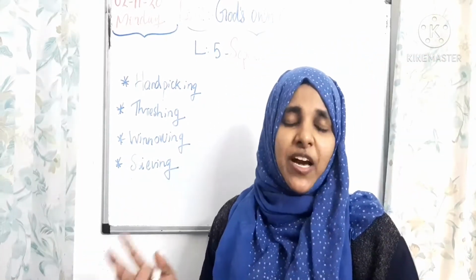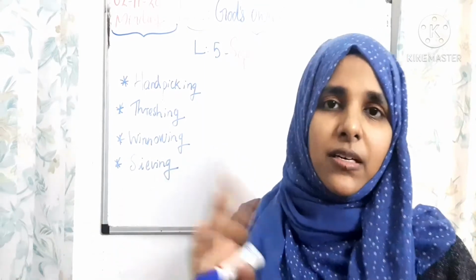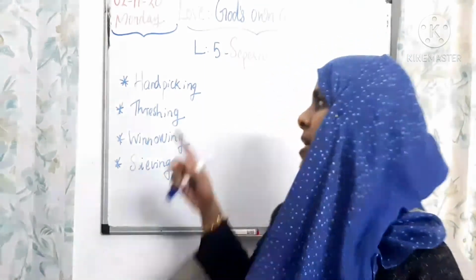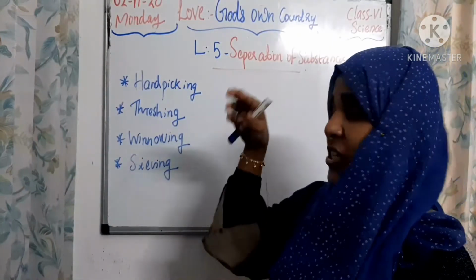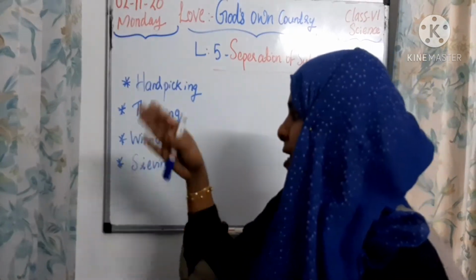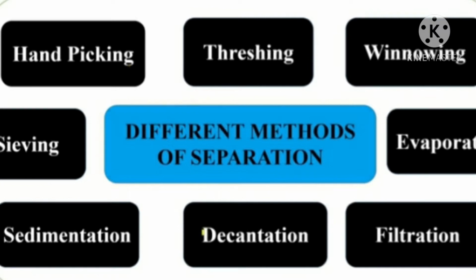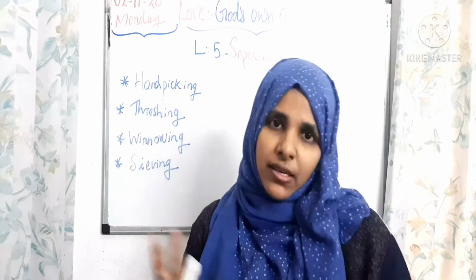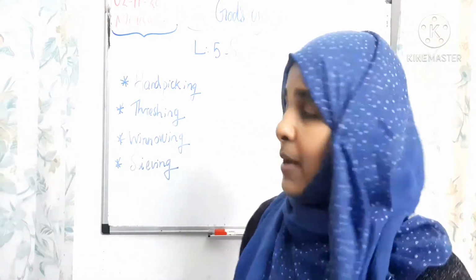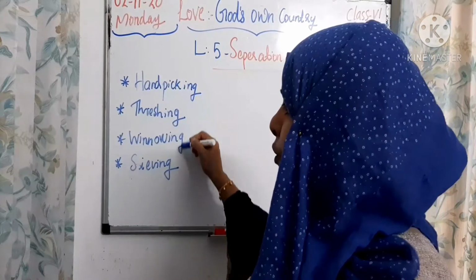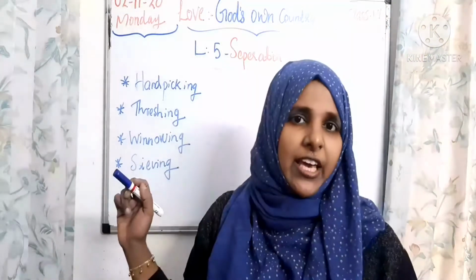In today's class, we are going to discuss the different methods of separation. What are they? Hand picking, threshing, winnowing, sieving, then decantation, filtration, sedimentation, condensation, evaporation. These are the main methods of separation. In this class, I am going to discuss these four methods of separation. We can check one by one.